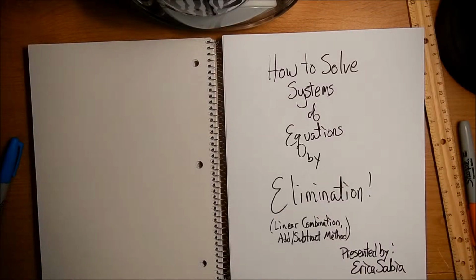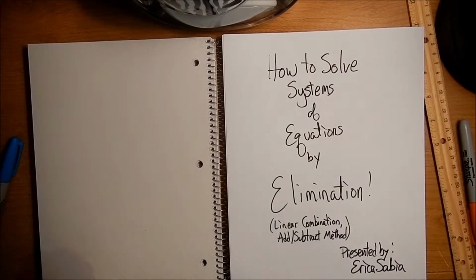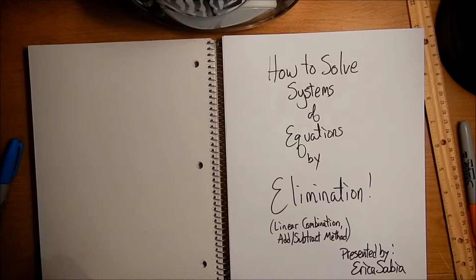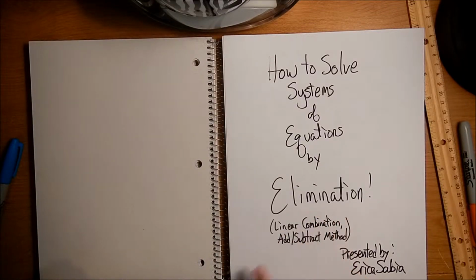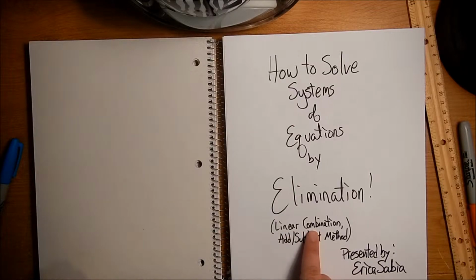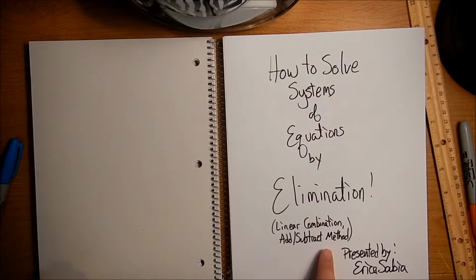Hi everyone, in this video we're going to talk about how to solve systems of equations by elimination. Please note that I've heard elimination also called linear combination or the add-subtract method. They're all very similar. We're essentially going towards the same goal. So I'm going to describe how I do elimination. It may be slightly different than how your teacher describes it, but we're all doing very similar things.